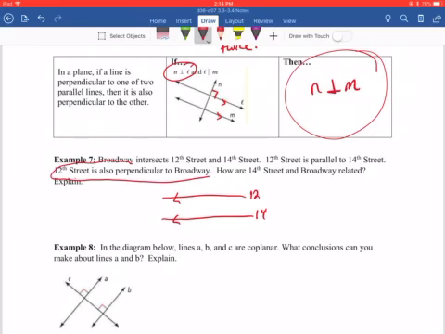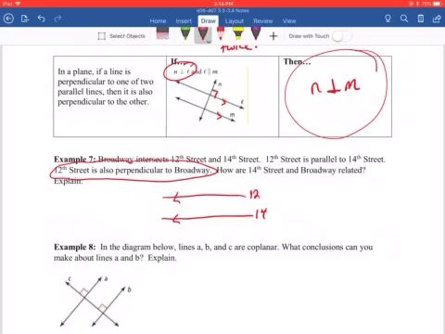12th Street is perpendicular with Broadway. You agree? Yeah. So 12th Street is perpendicular with Broadway. How is 14th Street and Broadway related then? No. First, just tell me real quick, what are they? What would 14th and Broadway be? Perpendicular. 14th would be perpendicular to Broadway.